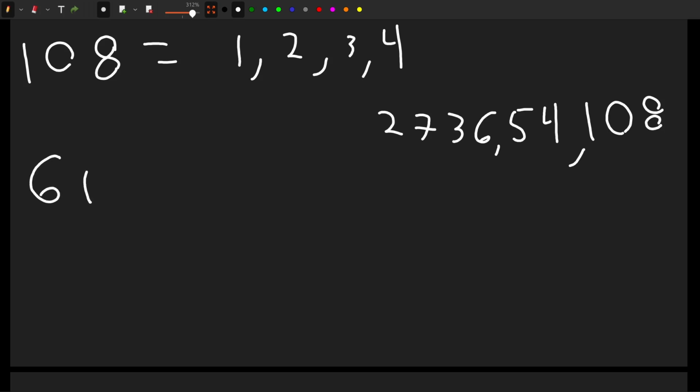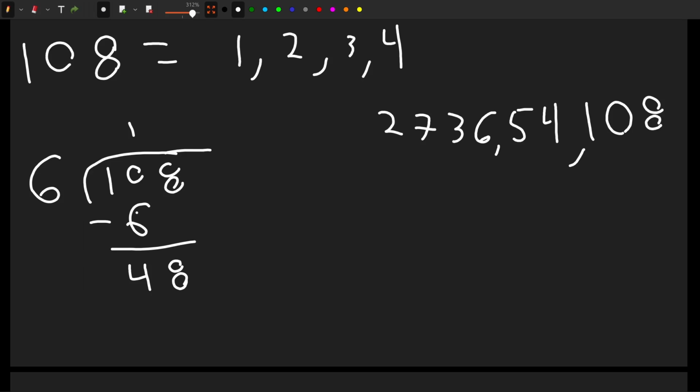So how many times does 6 go into 108? We get 6 goes into 1 no times, 6 goes into 10 once. We get 6. Subtract that out, we get 48. And obviously 48 now, we did that before. 6 goes into 48 8 times. So I'm just going to stop there and not continue the rest. So we have 6 and we have 18.